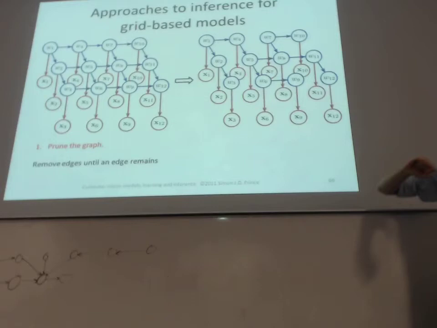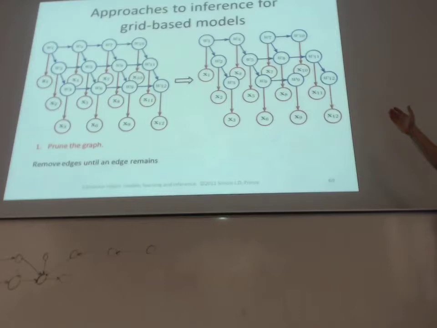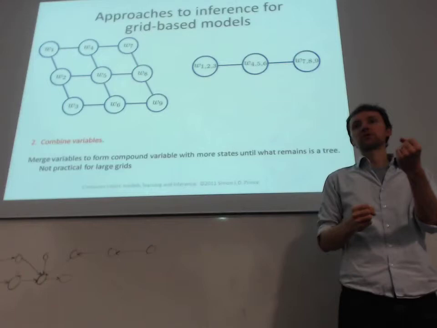Look familiar, right? Trying to knock out some of those edges. We created a tree structure, and now we can apply dynamic programming. So that's okay. That's one option. Another option would be that we say, remember when we said, okay, we got apple, no apple for a single pixel. Apple, no apple with 2 pixels. Well, we could just make this sort of a combined state, right?